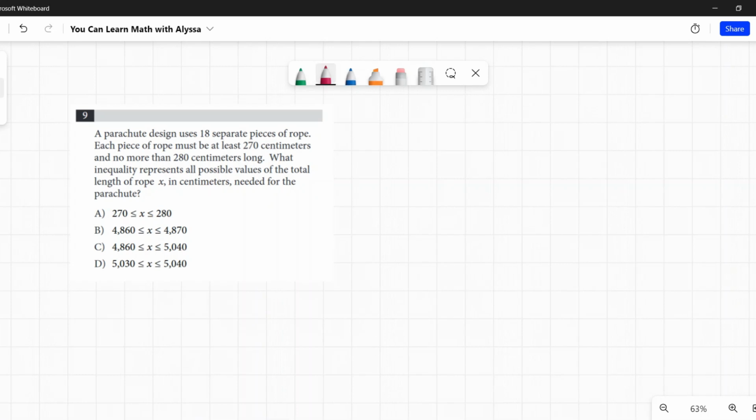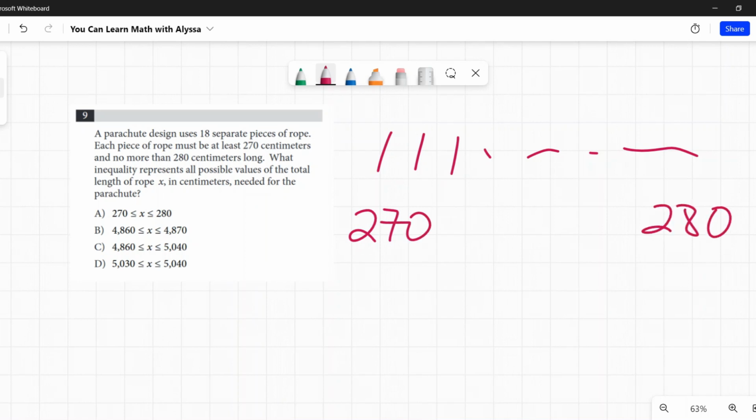All right, so first we have 18 separate pieces of rope. So like 1, 2, 3, 4, 5, up to 18 of them. Each of these is at least 270, but could go all the way up to 280. So the smallest possible length of this rope would be, if they were all the lowest number, 270. So that would be 18 times 270. So that's my lower limit. That's the least amount of rope I could possibly have.